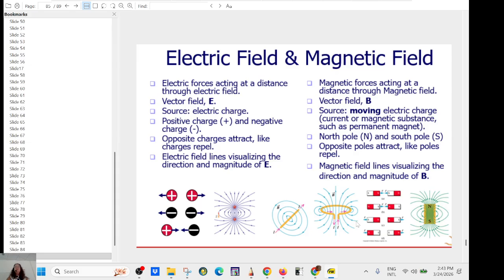You cannot have a south by itself. It's always a north with a south. So this is called a magnetic dipole. A loop of current here will behave like a magnet with a north and a south.